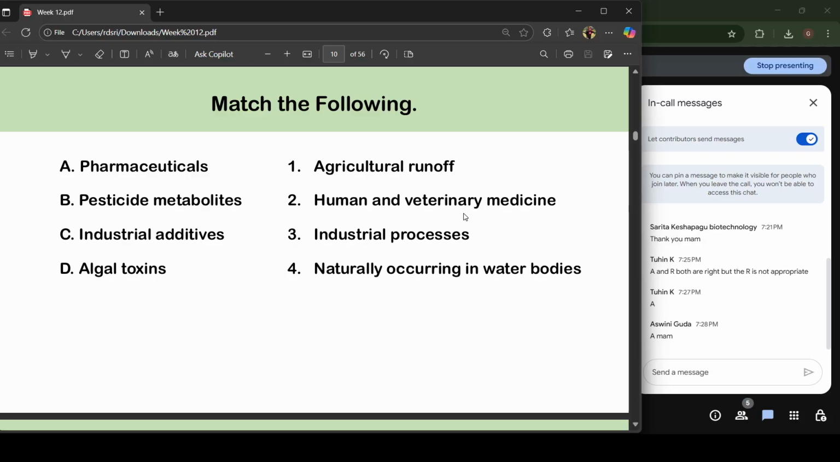Another simple question relating the pollutant source and the pollutant. In today's session, we'll see mostly questions of this type only, because the last week's course content was also more of pollutants and case studies. So the questions will be very specific and easy.